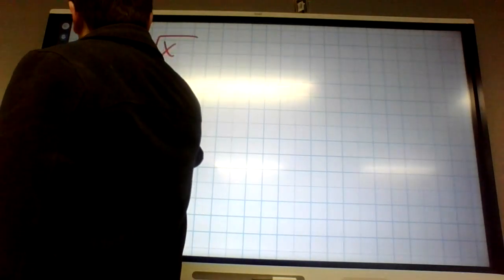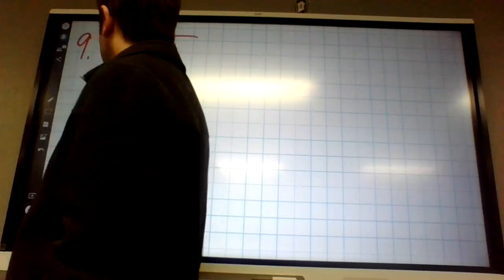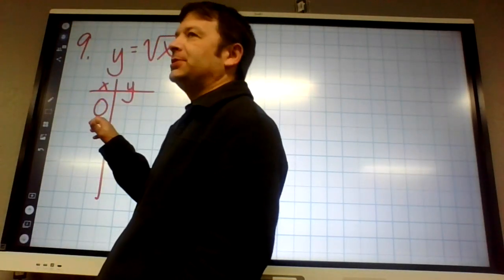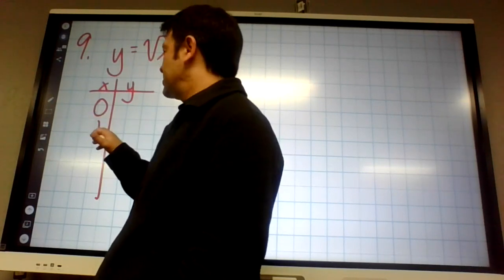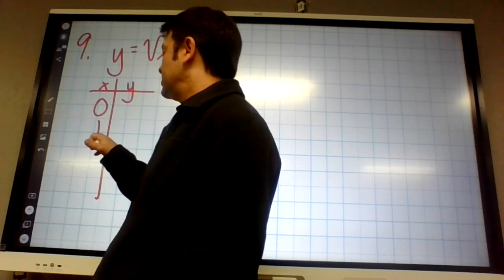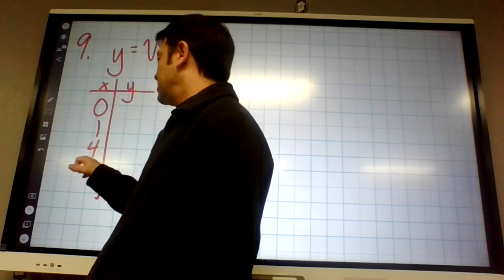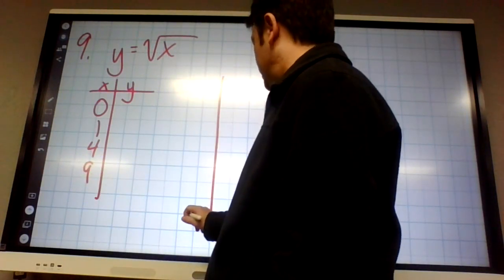Okay, 17, let's do 0, 4, 9. What are numbers that have nice square roots? Let's use those. 0, 4, does 1 work? Yes. Does 2 have a nice square root? No. Does 3? No. Does 4? Yes. What was the next one? 9. Right. When we go to do our graphs, since we kind of know what's going to happen, right?